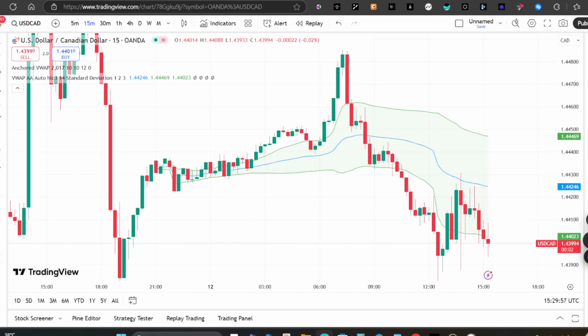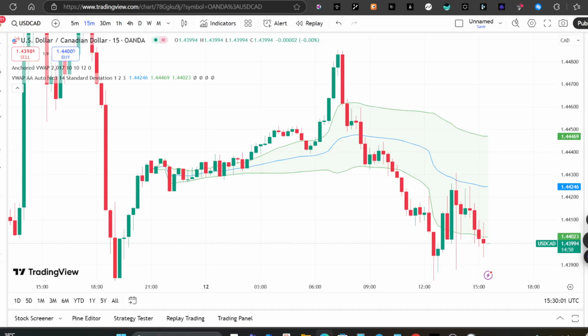First of all, let us talk about what Anchored VWAP is. What actually is this indicator? Now, VWAP stands for Volume Weighted Average Price. It calculates the average price of an asset based on volume, giving you a much clearer picture of where the major players are accumulating or distributing their positions.